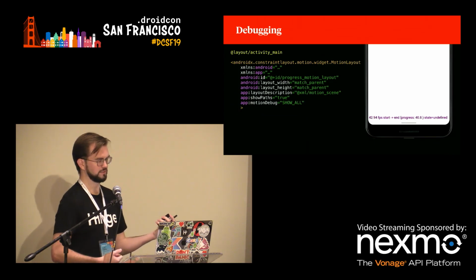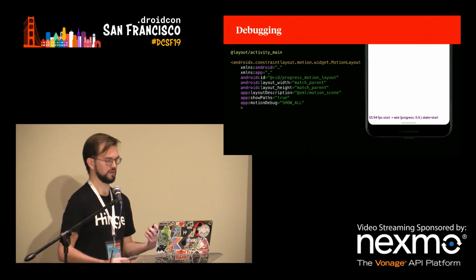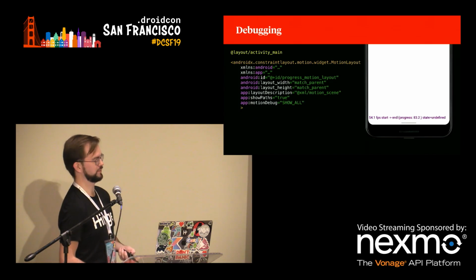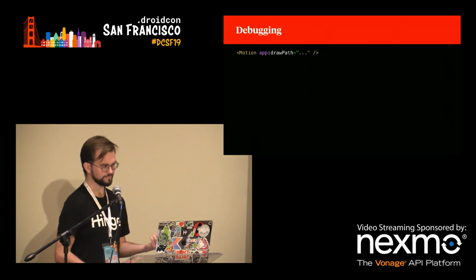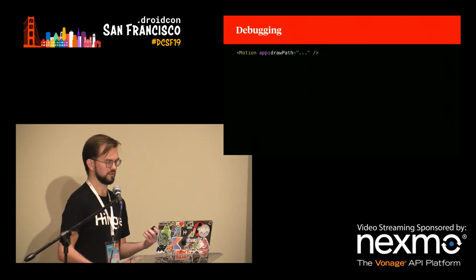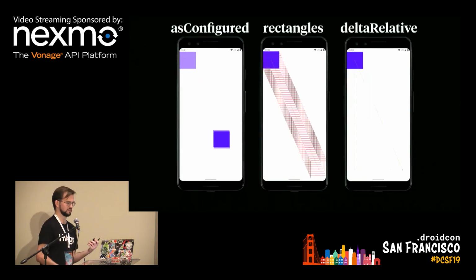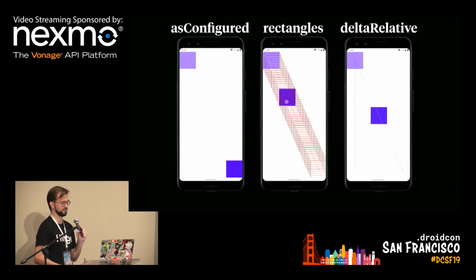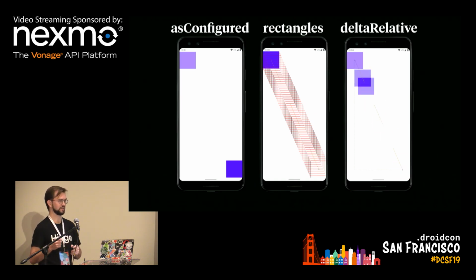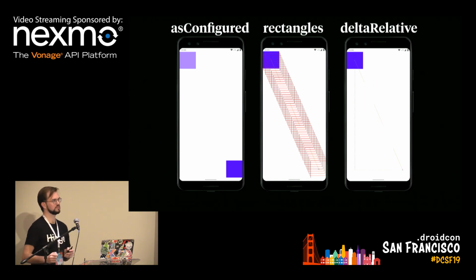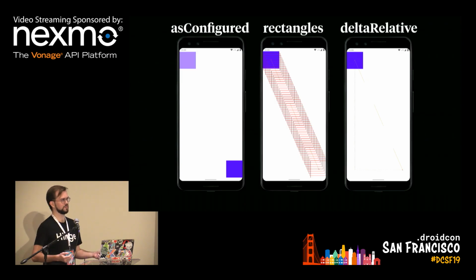Another thing that you can use for debugging is show paths and motion debug all. It'll give this nice little progress output at the bottom of the screen. If you use the motion sub element with draw path, I didn't mention this earlier as a sub element thing, but this is super useful for figuring out what the path for an individual view is inside of a motion scene if you don't want to render the paths for every single thing in your motion layout, if you had 30 or 500 different views.